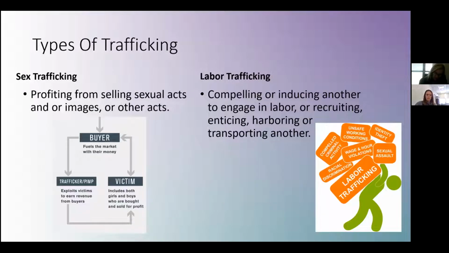So there's two types of trafficking. There's sex trafficking and there's labor trafficking. Sex trafficking is profiting from selling sexual acts and or images or other acts. Some examples include when an individual takes pictures of a minor and sells those, or a minor having sex for money or something of value, such as vapes, drugs, alcohol, food, clothing, anything of monetary value.